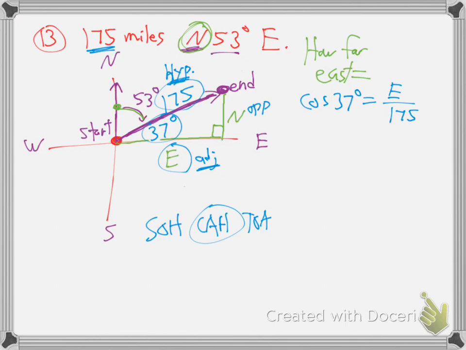So cosine of 37 degrees is adjacent to the east over the hypotenuse, 175. So we can solve for the east. Put this over 1, diagonal, diagonal. 175 cosine 37 degrees is 1 times E, so E is the eastern trip, 175 cosine 37.